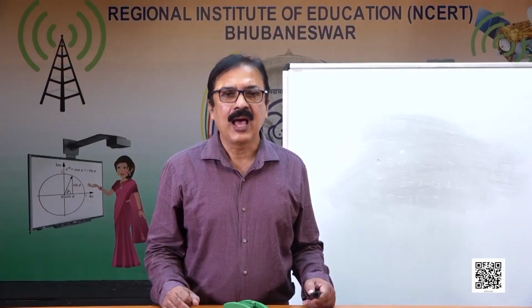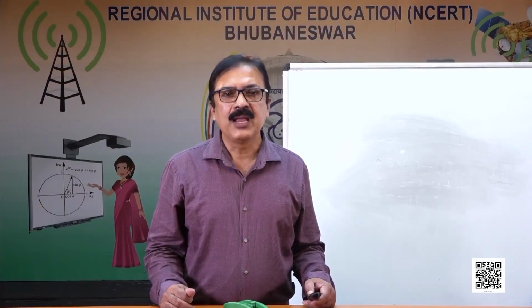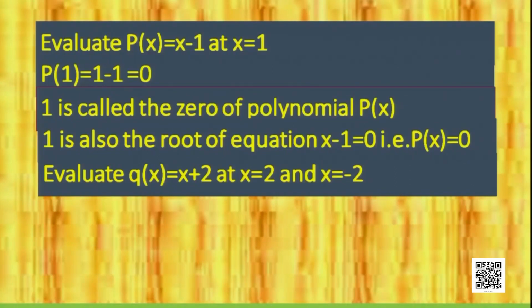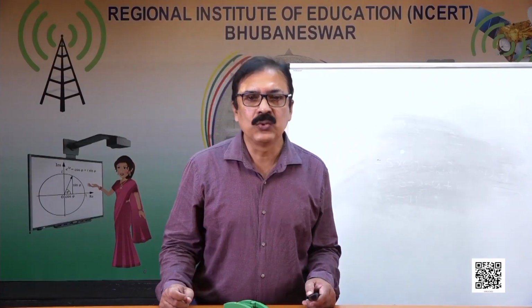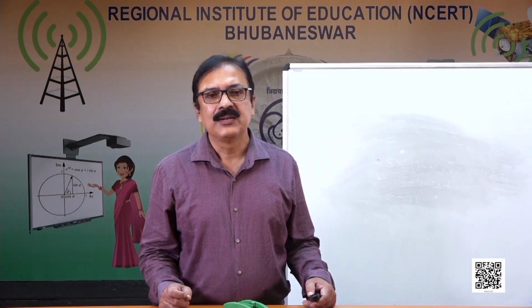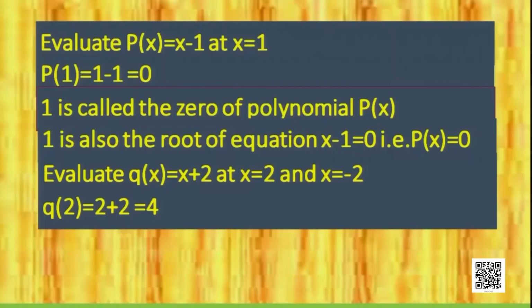Now see another example. Here evaluate q(x) is equal to x plus 2 at x equal to 2 and x equal to minus 2. If we put the value of x as 2, what happens? It becomes 2 plus 2, that is 4.